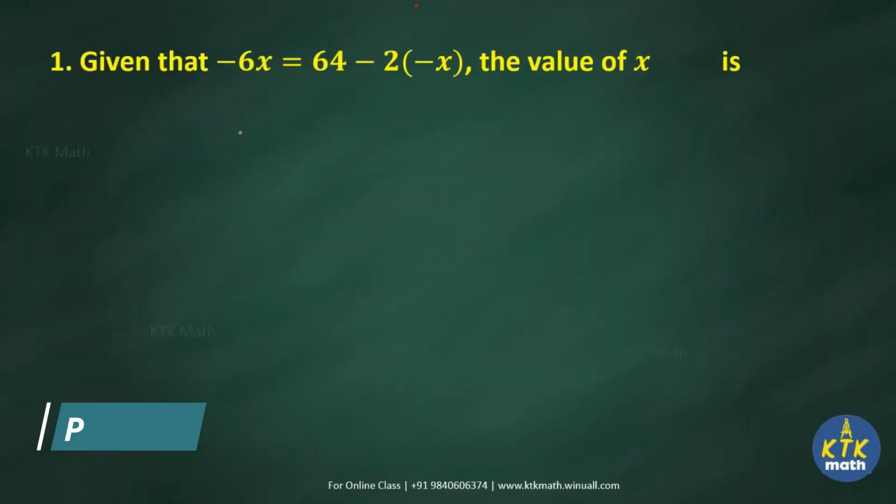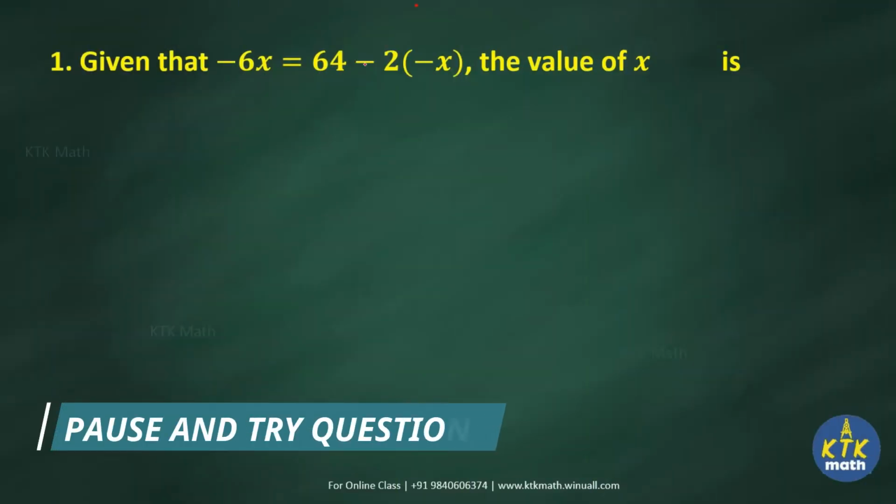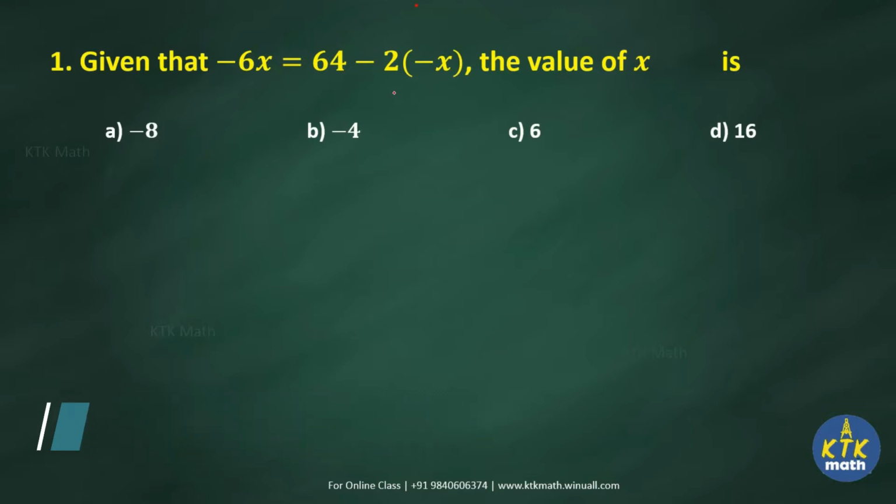About the first question: minus 6x equal to 64 minus 2 of minus x, and the value of x is... okay, options were given here. So there are sometimes where you will have linear equation variables on either side of your equations. We cannot always expect variables to be on the left side. You can have variables on both sides also. So this is a perfect example for such questions.